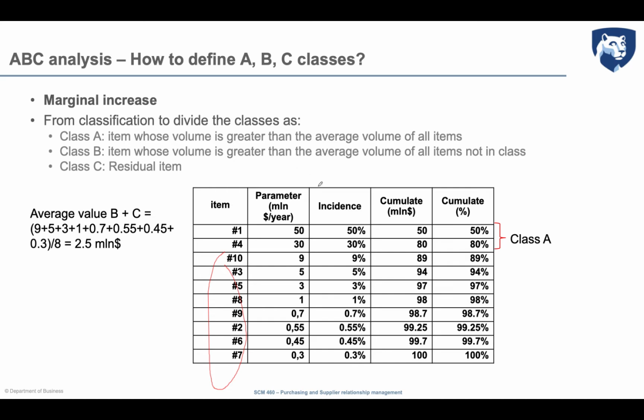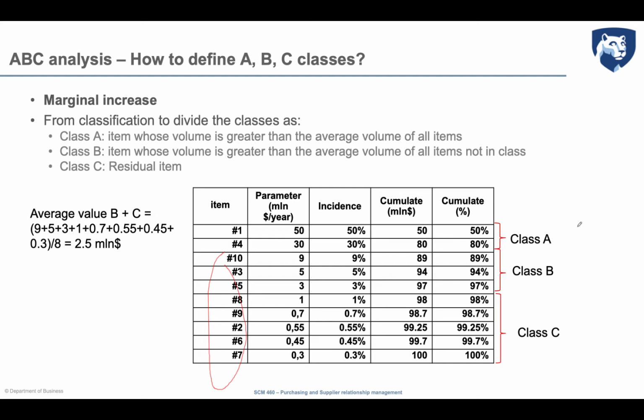According to this rule, the categories will be classified as B if they have a value of spending which is higher than the average value of spending of items in class B and C. So every category that has a value of spending higher than 2.5 can be characterized as class B. In our case, it is 9, 5, and 3. The remaining ones will be class C. Look at the final picture. So the final picture is the classification of your items, of the categories, in class A, B, and C.